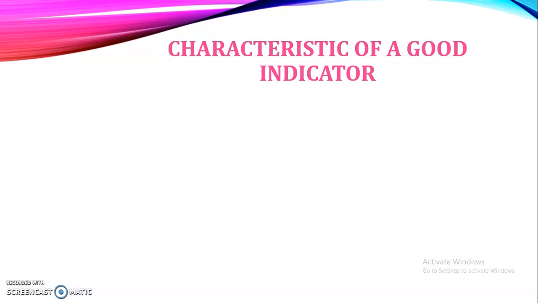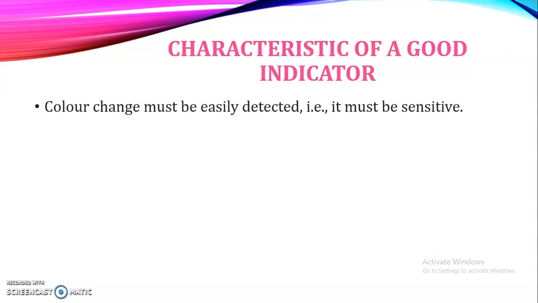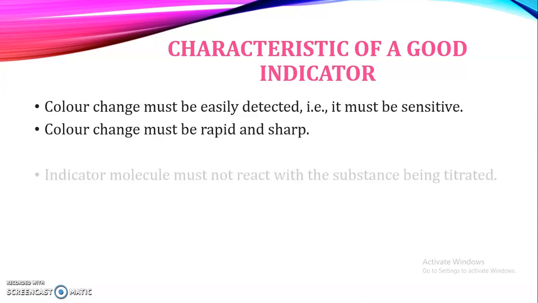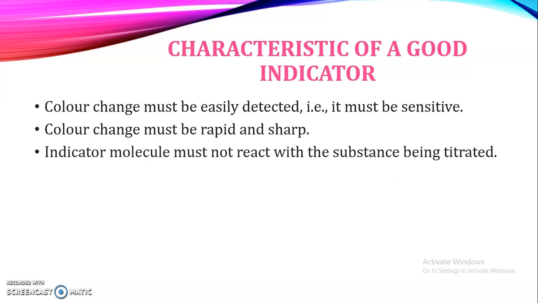What are the different characteristics that a good indicator should possess? The color change must be easily detected, that is, it must be sensitive towards the pH range. That is the first characteristic. The second property is that the color change must be rapid and sharp. Otherwise, if the color change is not rapid and sharp, it leads to a false indication of the end point that might change the volume of the titrant to be consumed. That's why the change must be rapid and sharp.